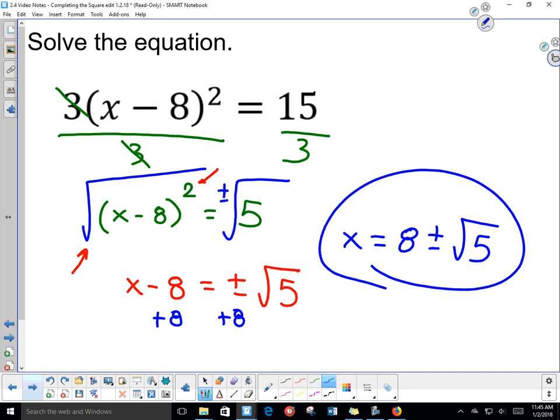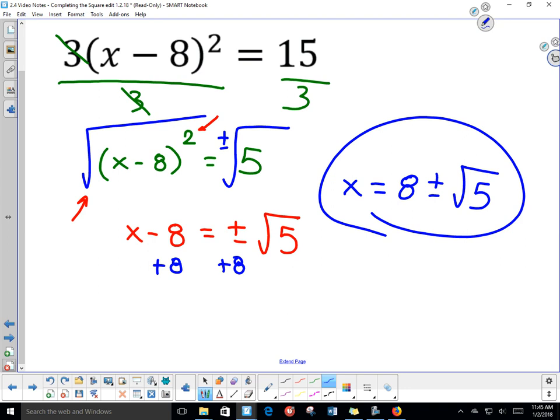So really you have two solutions. 8 plus rad 5 is one solution, and 8 minus rad 5 is another solution. If you wanted to check those on your calculator, you could as well.